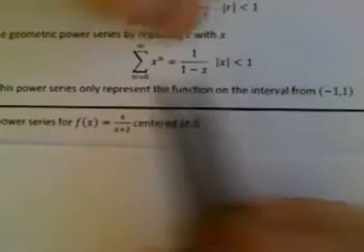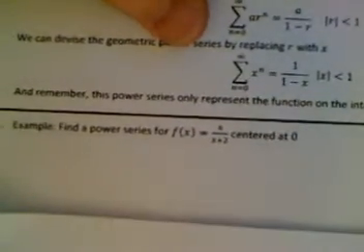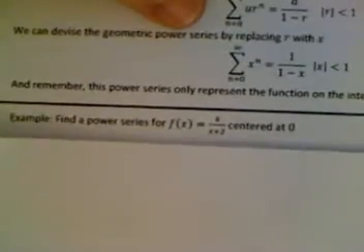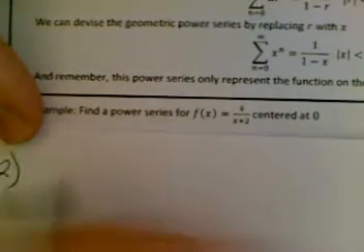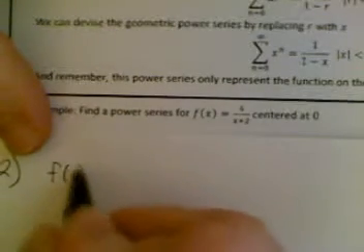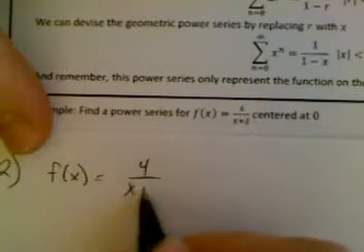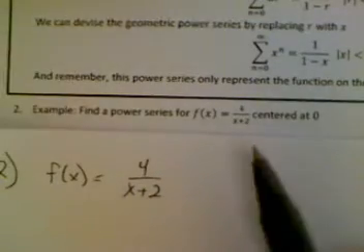Again, the reason why those aren't included is because if I try and plug those in, I'm going to have some problems. So, the next question is to find a power series for f of x equaling 4 over x plus 2 centered at 0. Now, the way we're going to do this, I'm going to go ahead and write this out. Number 2, I'm going to look at f of x equaling 4 over x plus 2.